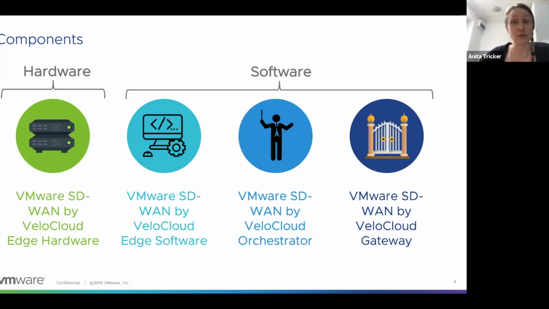We also have the software components as well. We have 3 different flavors: standard, enterprise, and premium. Both the standard and the enterprise will consist of the Edge software and also the VeloCloud orchestrator, and the orchestrator is really the management piece for that. For our customers that are looking to accelerate and give that improved performance and stability with their SaaS and cloud applications, they will choose to buy our premium edition, and that will then give them access to our cloud gateways.